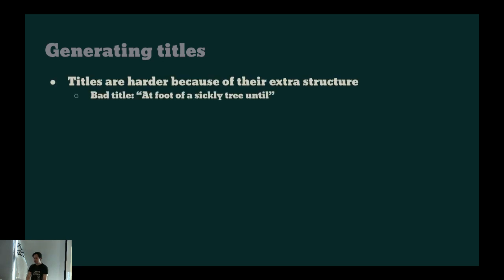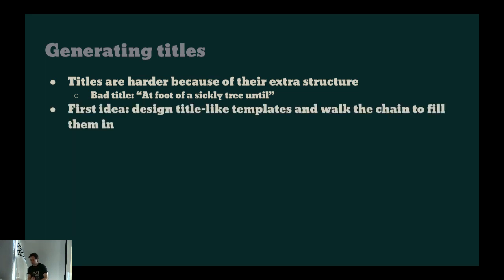Okay, so how I generated book titles. Titles were actually more difficult than text, because whereas the text that I wanted to generate looked pretty similar to the corpus text I was using, titles have some additional structure. A bad title, if I just generate a fragment of text from the chain, looks something like "at the foot of a sickly tree until," and that's kind of a crappy title. So my first idea was to design title-like templates and walk the chain and fill them in.